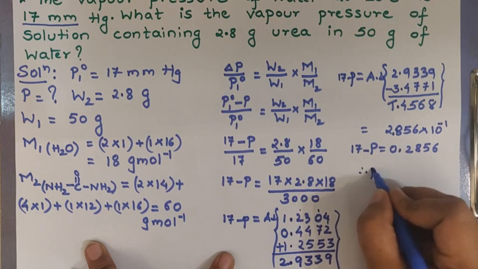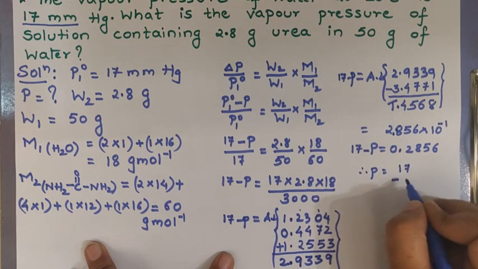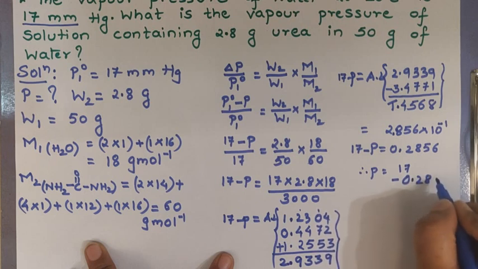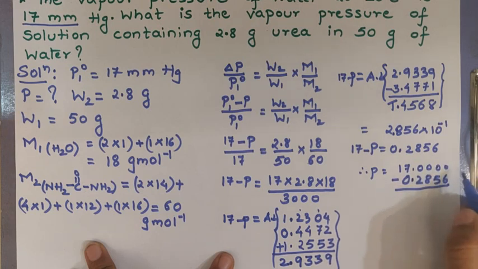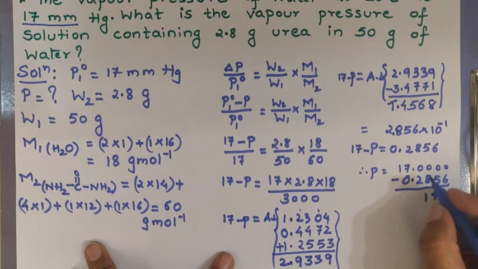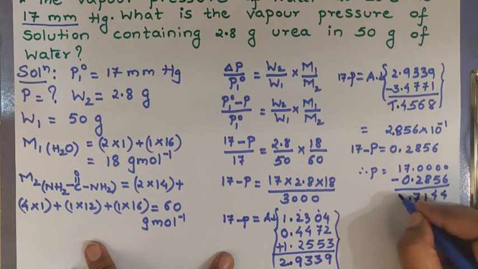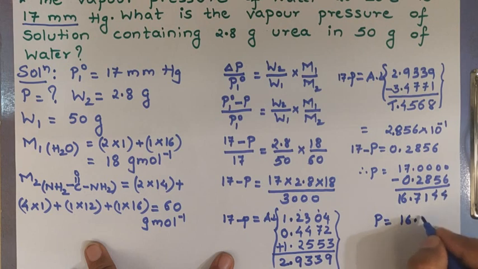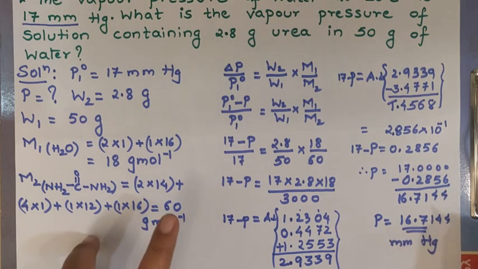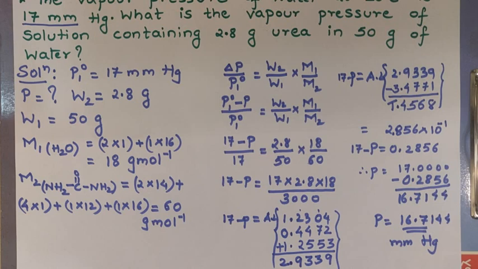So therefore P is equal to 17 minus 0.2856. So let's subtract. So what we get is 10 minus 6, 4, 9, 5, 4. That's 981. 9 minus 2, 7, and here we have 16. So the vapor pressure of the solution is 16.7144 mm of mercury. Fine students, that's it for today. Thanks a lot for watching my video.